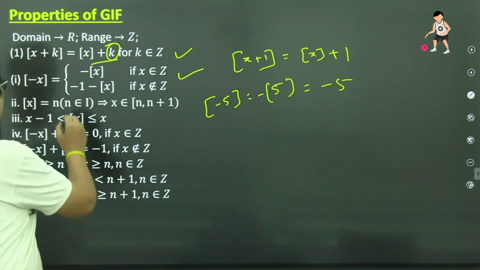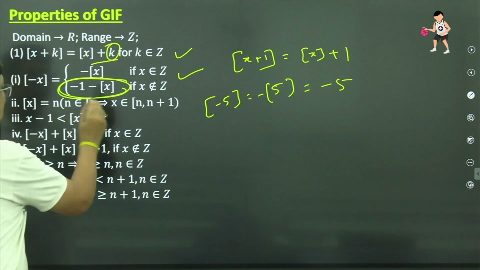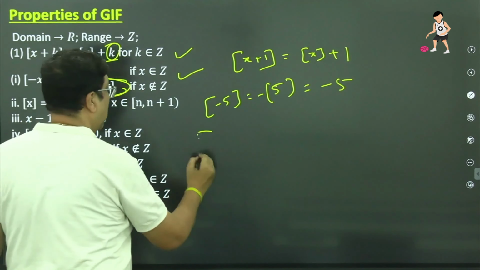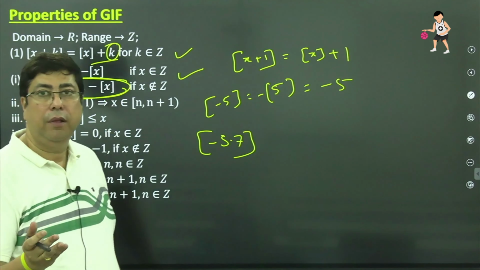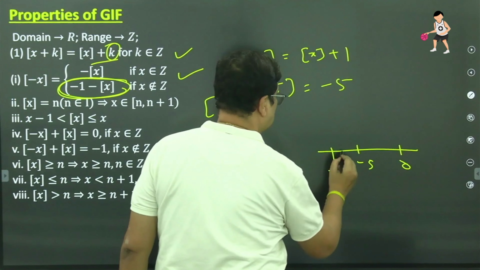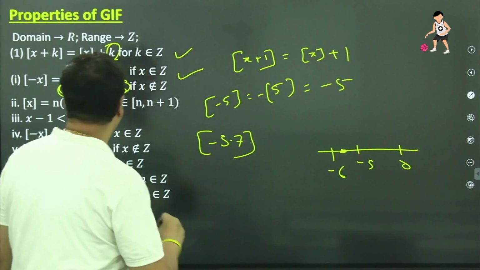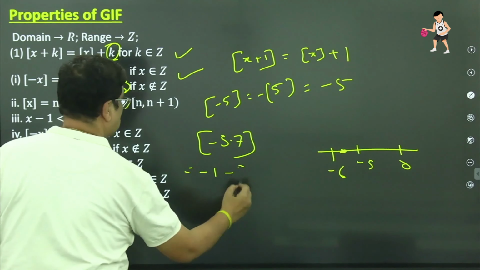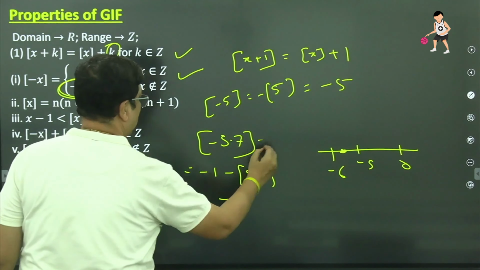But floor of minus x, this is a very important property, everyone. Floor of minus x equal to minus 1 minus floor x when x does not belong to the integers. For example, floor of minus 5.7. What will it be? 0, minus 5, minus 6. Here the answer is coming minus 6. So let us apply the formula. We are getting here minus 1 minus 5, which is minus 6. So this is coming as minus 6.